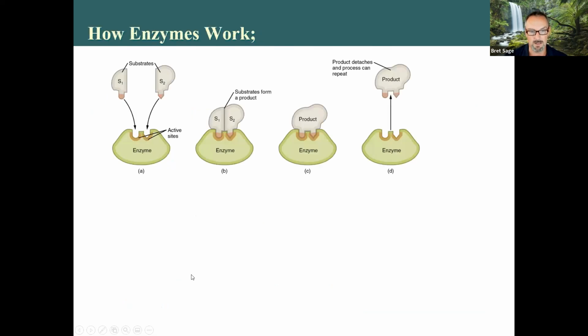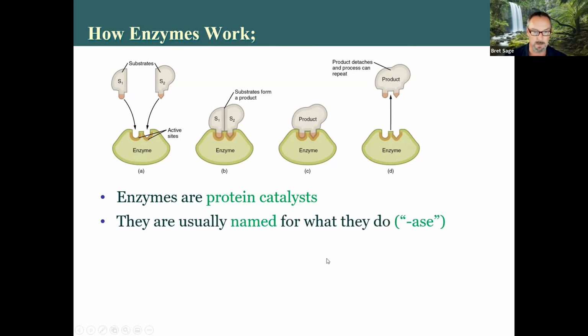Okay, this is a figure directly from your OER text. This shows how enzymes work. We have substrate 1 and substrate 2 coming together in the enzyme in the place called the active site. And then notice that these two substrates form a product, which is now a single structure, and then it's released, and this process repeats. Enzymes are what are called protein catalysts. They're made out of protein, and they catalyze chemical reactions, which means to speed them up.